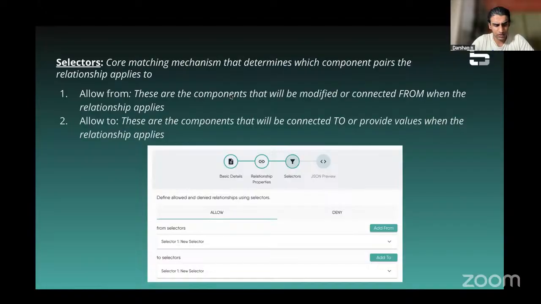Up next, we have selectors. These are the core matching criteria available in defining a relationship. This is what gives meaning to a semantic relationship. Here we have allow from and allow to options. Allow from is the components that will get modified from, and allow to is where the components are connected and get modified to. Similarly, we have deny from and deny to, which are the opposite of what allow from and allow to do. When a design is formed, you are defining that a relationship shouldn't be formed from a certain component to this component by mentioning its fields in the deny to option.